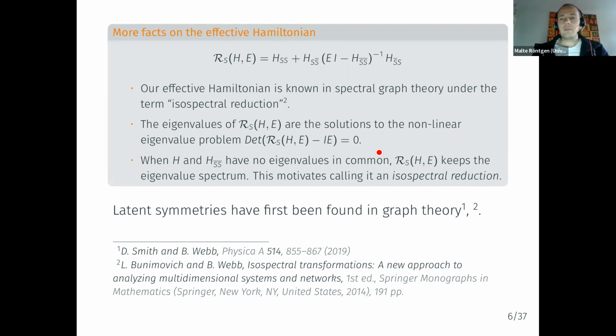Now, in the remainder of this talk, I will most of the time, unless I forget it, denote this guy here by the isospectral reduction and not by the term effective Hamiltonian. And this is partly done by me in order to acknowledge that latent symmetries, interestingly, have not been first found in physics, but in graph theory. And in fact, it was very recent. This paper here is from 2019.